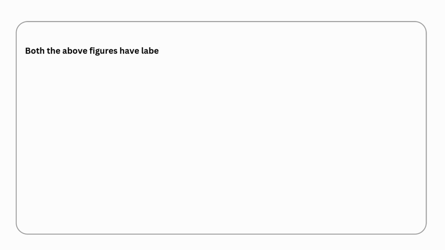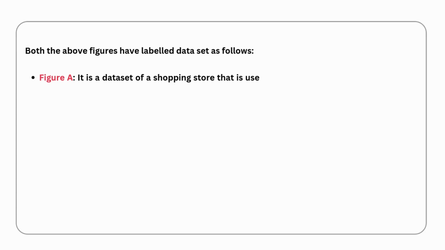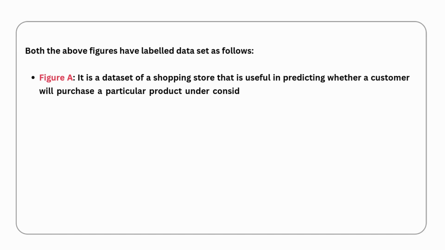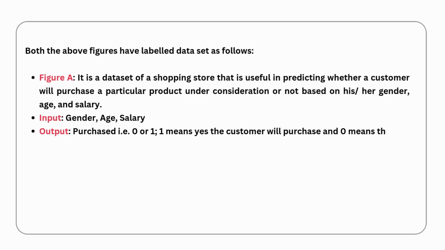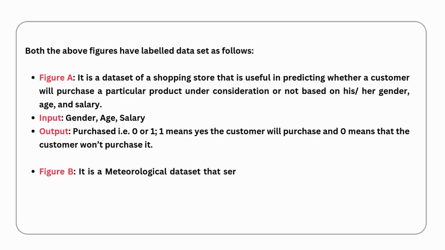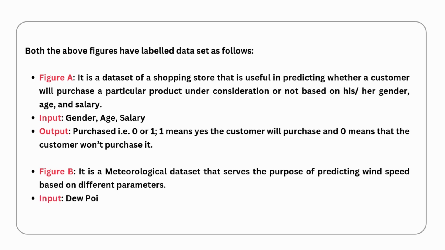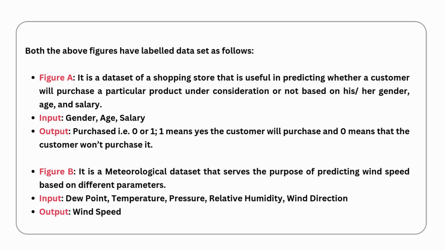Both the above figures have labeled datasets as follows. Figure A. It is a dataset of a shopping store that is useful in predicting whether a customer will purchase a particular product under consideration or not based on his or her gender, age and salary. Input: gender, age and salary. Output will be purchased, 0 or 1. 1 means yes, the customer will purchase, and 0 means that the customer won't purchase. Figure B. It is a meteorological database that serves the purpose of predicting wind speed based on different parameters. Input: dew point, temperature, pressure, relative humidity, wind direction, and the output will be wind speed.